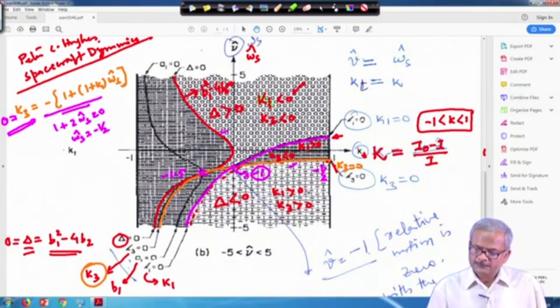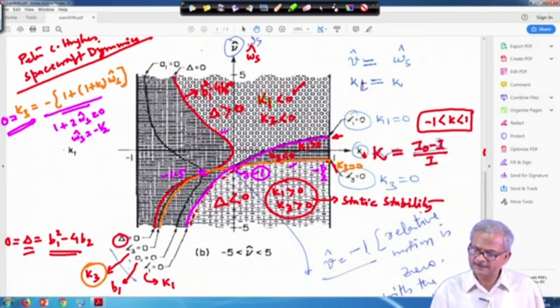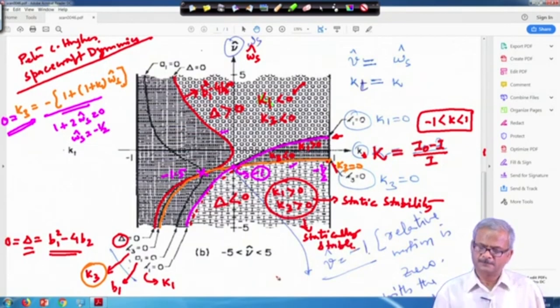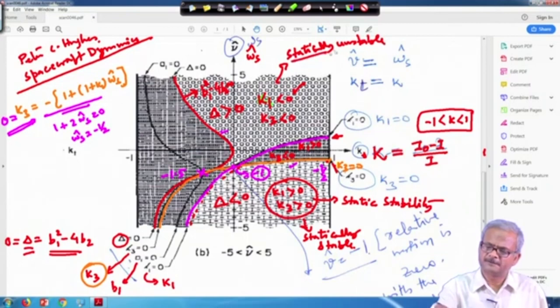So, now we can conclude a few things. K1 greater than 0, k3 greater than 0, this is a requirement for static stability. So, in this region your static stability is ensured. So, this region is statically stable. While in this region, what we see is that k1 is less than 0 and k3 is also less than 0. So, this is statically unstable. Means the stiffness is not there.